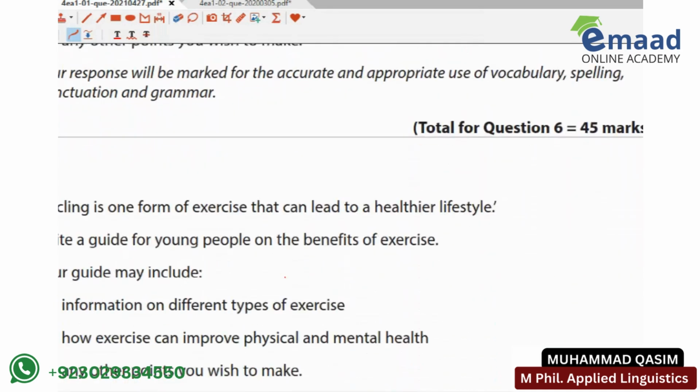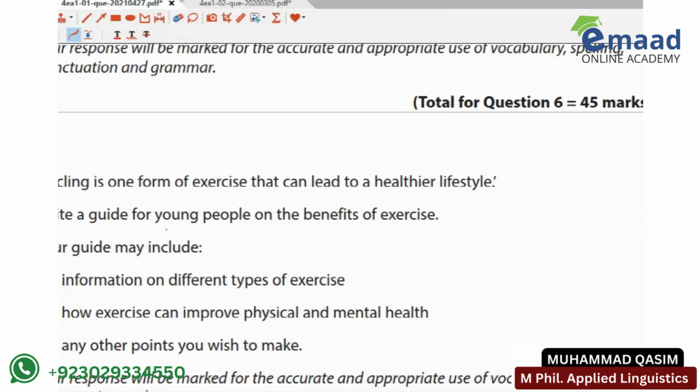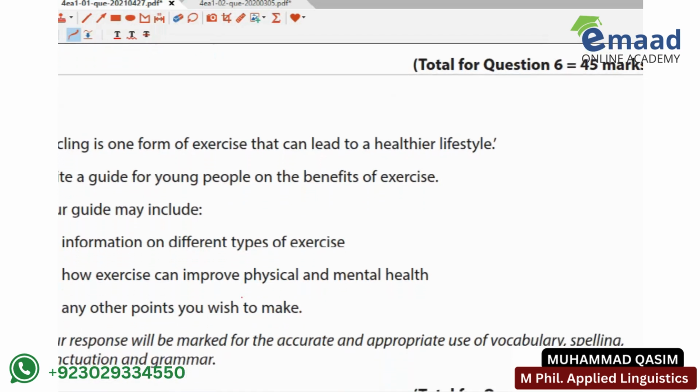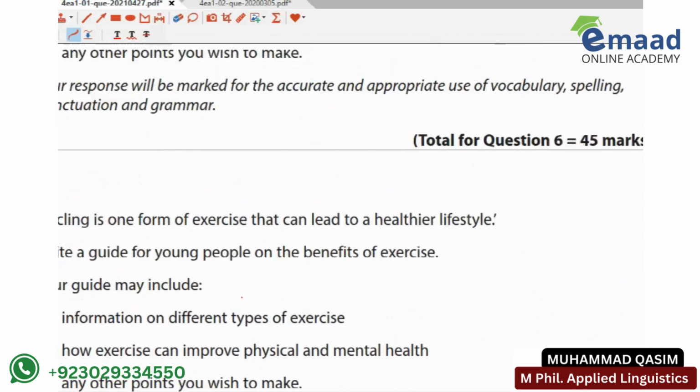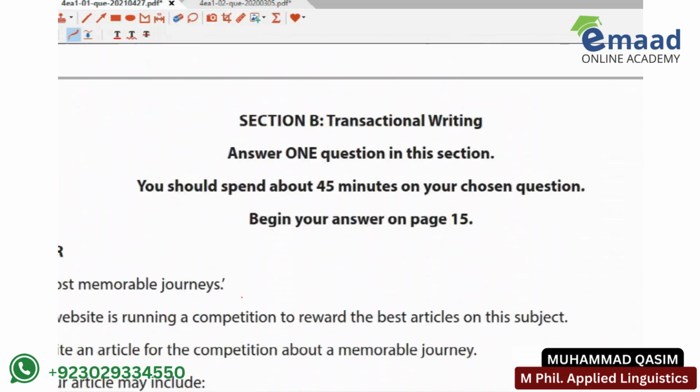So next is a guide. Write a guide for young people on the benefits of exercise. Cycling is one form of exercise that can lead to a healthy lifestyle. You need to write a guide and include information on different types of exercise, how exercise can improve physical and mental health, and other points you wish to make. So 45 marks and also of course 45 minutes are there for this transactional writing task.